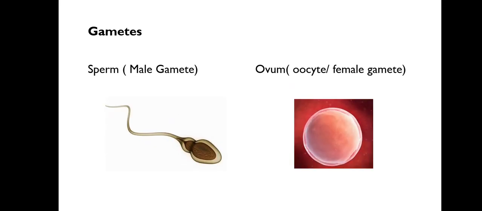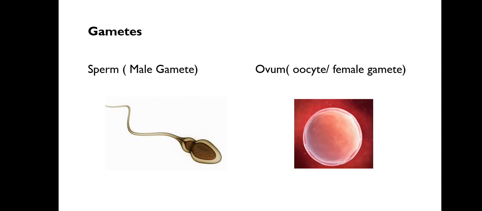You can see on your screen that these gametes we're talking about can either be male gametes or female gametes. A male gamete, or male sex cell, is called a sperm. A female gamete, or female sex cell, is called an ovum or oocyte. So we want to understand in this session how we form this sperm and how we form this female gamete, or ovum.